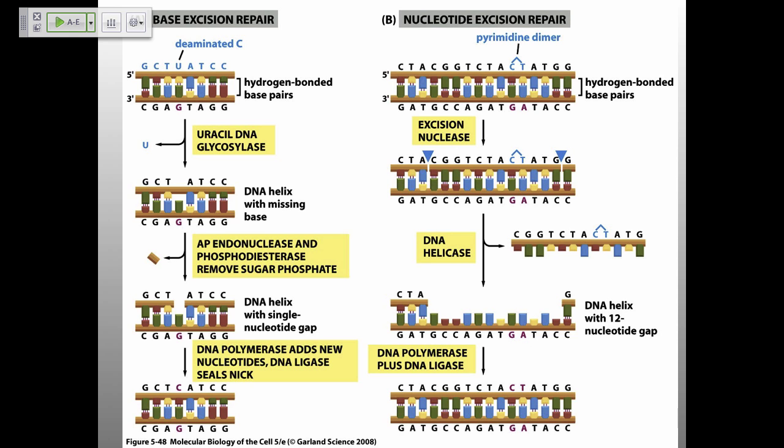Yeah? I was going to ask, is excision nuclease just the go-to protein for organisms that don't have photolyase for getting rid of pyrimidine dimers? Okay, so the question basically is, if you don't have photolyase, how do you do it? Yeah. And the answer is, you're exactly right, nucleotide excision repair.